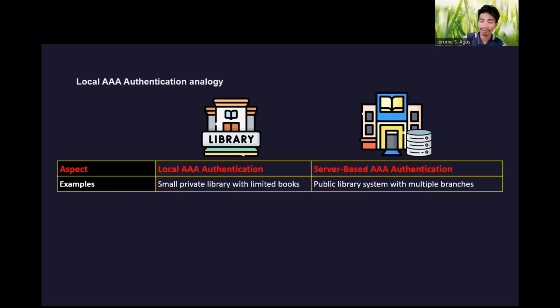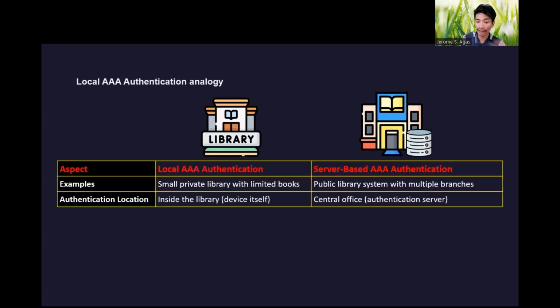When you have the library, in the local AAA authentication it is the small private library with limited books, versus the public library system with multiple branches. That's what you call server-based AAA authentication. So the table highlights the differences between the local and the server by using the analogy of the library. On the other hand, we have the authentication location.